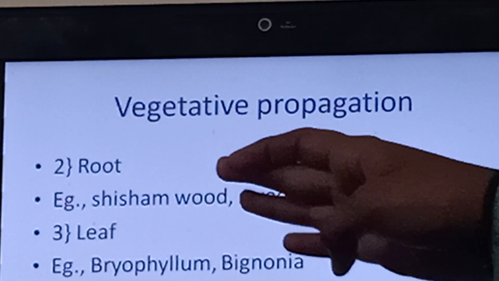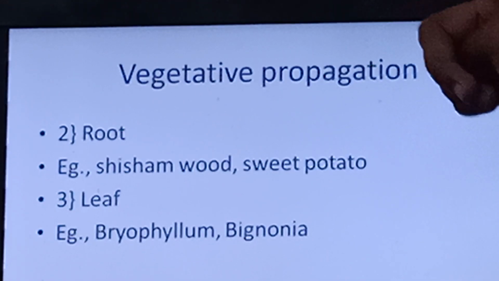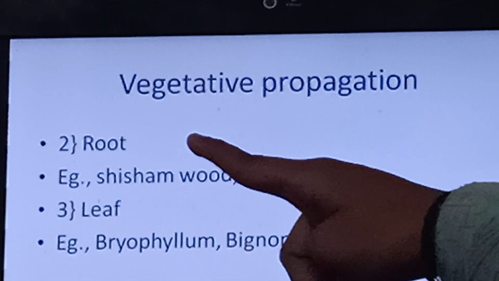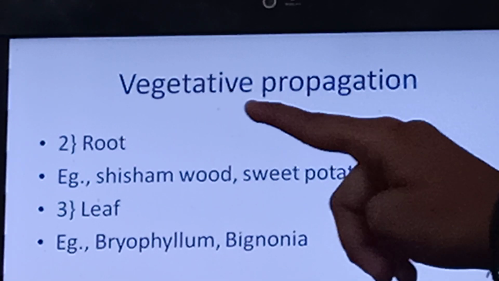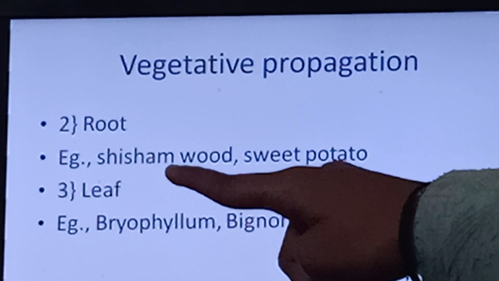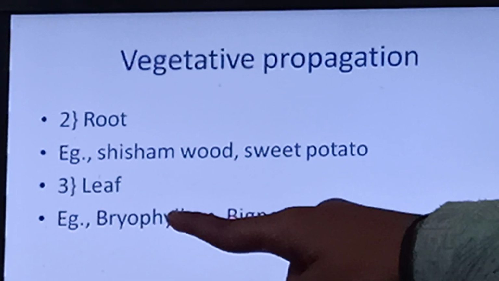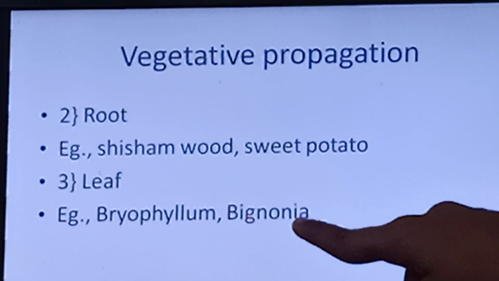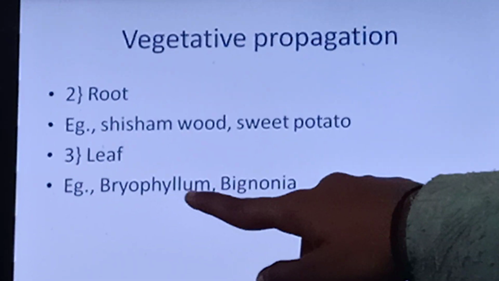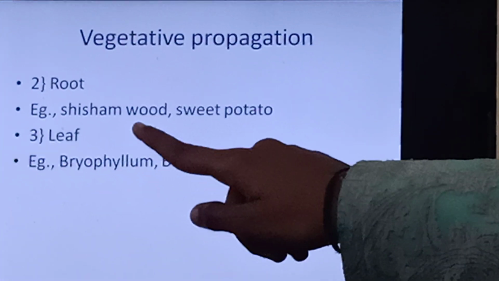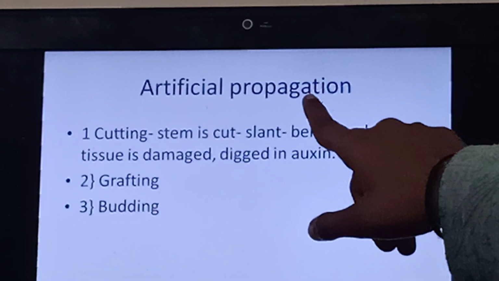Next, root. Example, sesame and sweet potato. From the roots, new plants develop from the bud portion. Next, leaf. The leaf also develops from the bud portion. Example, Bryophyllum and Bignonia. Mention one thing: Bignonia and Bryophyllum are botanical names. This should be underlined.